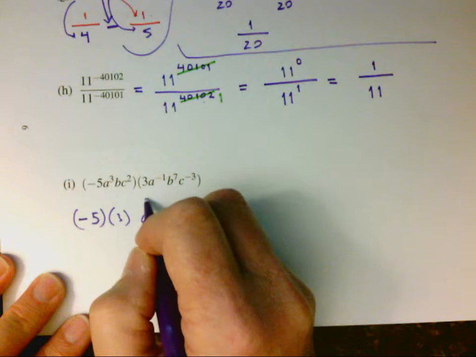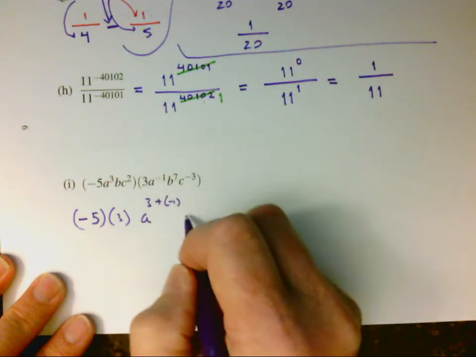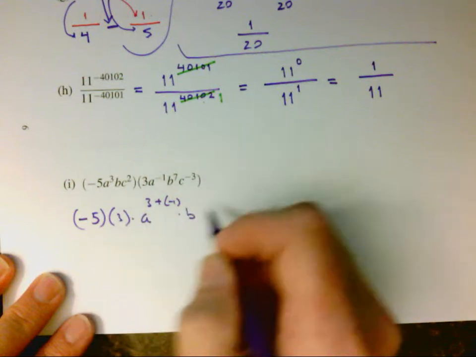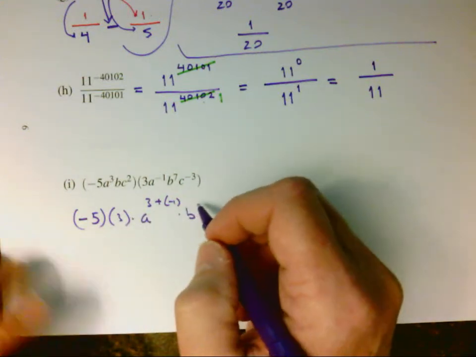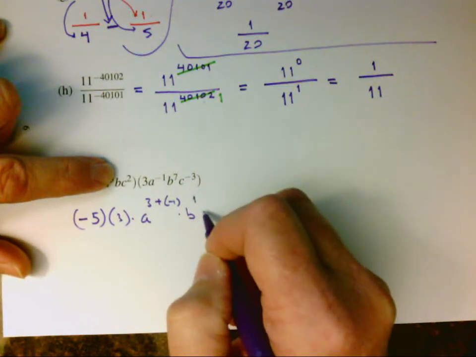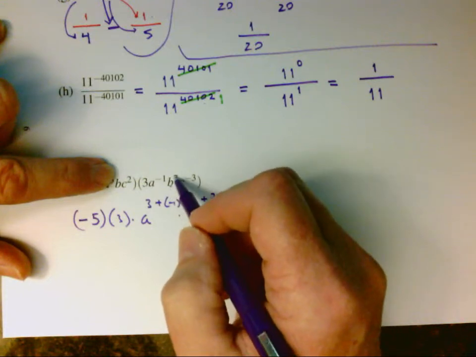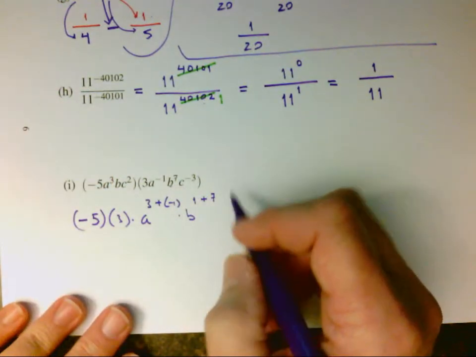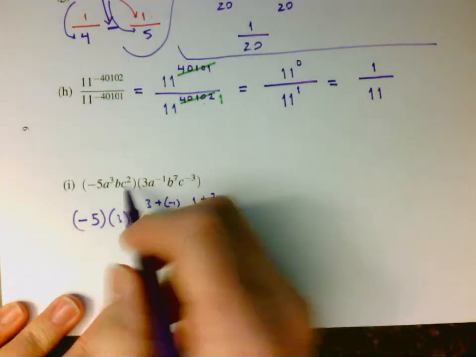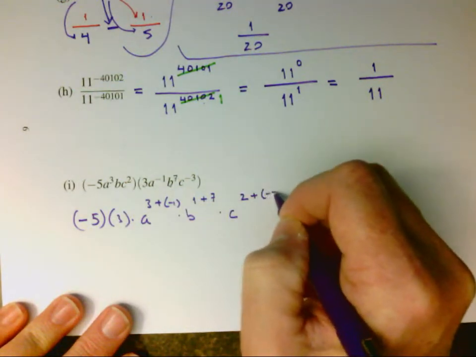So since we're multiplying, we'll get 3 plus negative 1. Then we'll multiply everything with a base b. There's no exponent on the b, that means a b to the 1. And we're multiplying another b factor, so we'll add the exponents 1 plus 7. Then we move on to c's. There's an exponent of 2 plus negative 3.